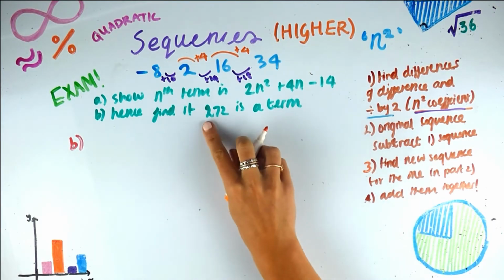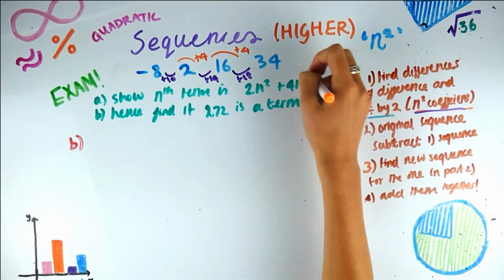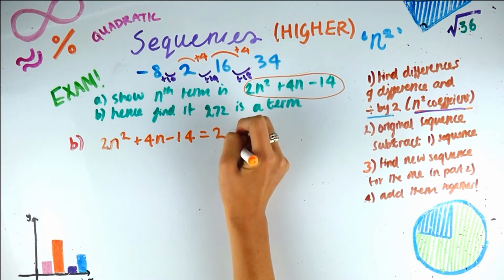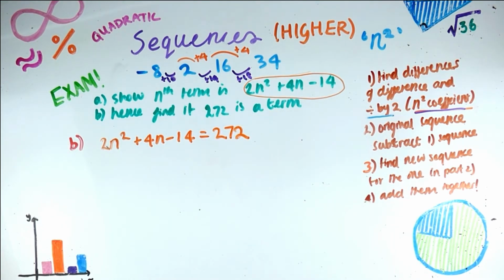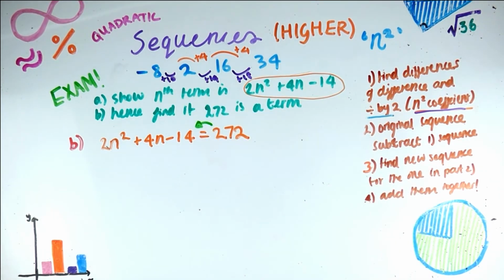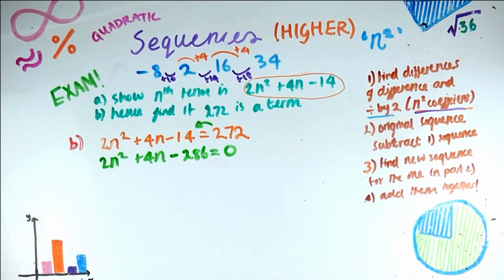So hence find if 272 is a term in the sequence. What we do here is we take our expression for the nth term of the sequence and we equal it to the value in question. Now we try and solve this. I'm going to bring this over here because I know it's quadratic, so I'm going to have to solve a quadratic. And that gives me that. I'm going to use the quadratic formula because I can't be bothered to find numbers that add and multiply to that. So we're going to go straight to the quadratic formula.